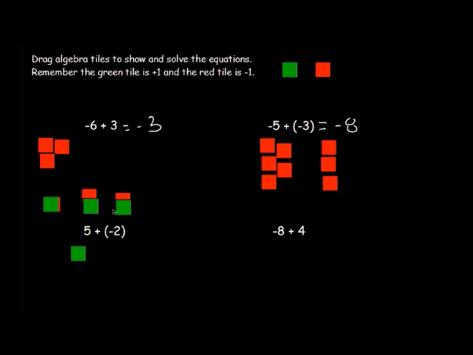Alright, if we go down here, we say 1, 2, 3, 4, 5 positive greens, and 1, 2 negative reds. Make our zero pairs, so we get that. And I have left over 3 positives. So my answer to 5 plus negative 2 is 3.